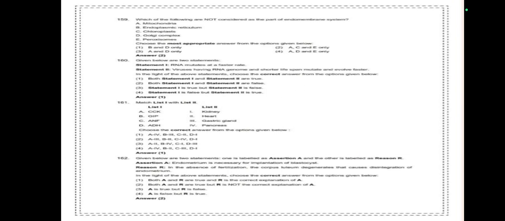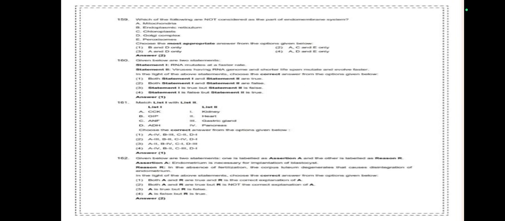Question number 159. Which of the following are not considered as a part of endomembrane system? Choose the most appropriate answer from the options given below. Answer is 2. A, C, E only. Mitochondria, chloroplasts, peroxisomes.